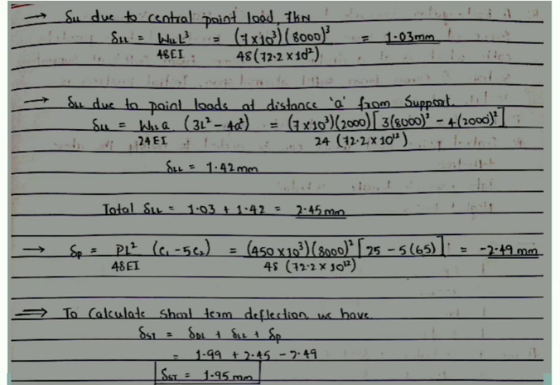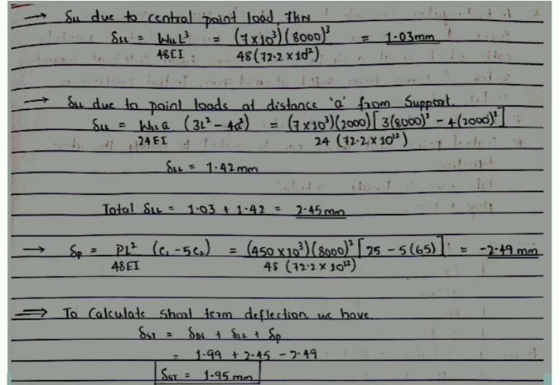Now here WLL is the intensity of the point load, A is the spacing between the point loads which is 2 meters, written as 2000 mm. Then EI value is substituted as we have computed it initially. So this is the value, that is 1.42, the deflection due to the point load which is not at the center. So total live load deflection will be the addition of both, that is 1.03 plus 1.42, which gives us a total live load deflection of 2.45 mm.